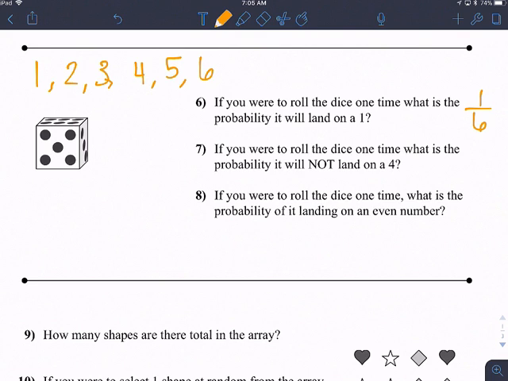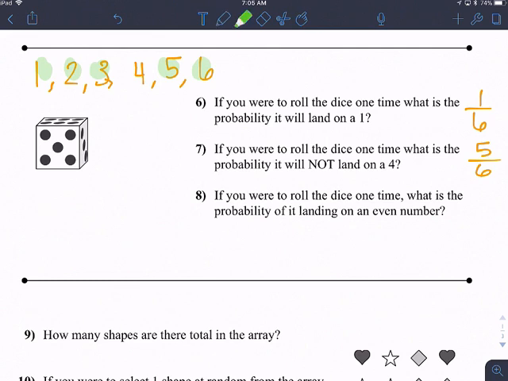If you were to roll the dice one time, what is the probability it will not land on a 4? So this is basically anything except a 4. So that's not a 4, that's not a 4, that's not a 4, that's not a 4, that's not a 4. And I highlighted 5 out of the 6.